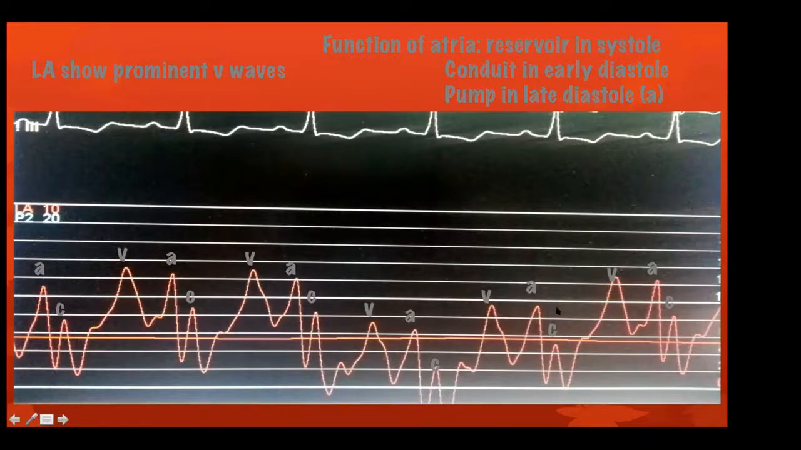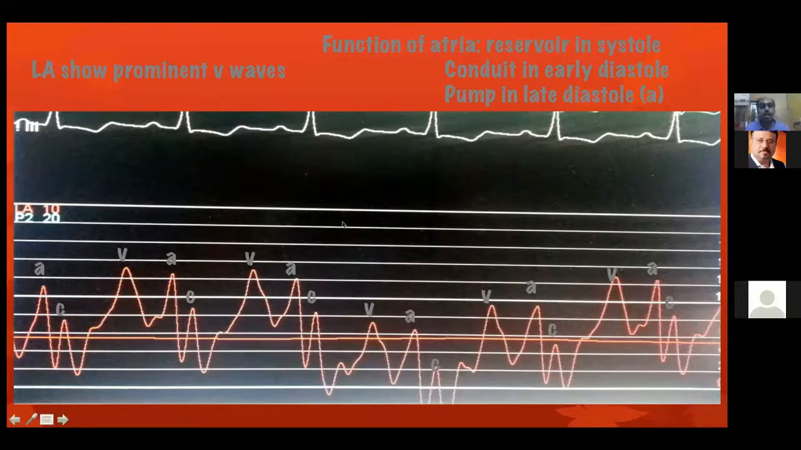Most prominent wave is Y descent? No, the most prominent wave on the right atrium is actually X descent. Y descent is less prominent. X descent is the most prominent wave.